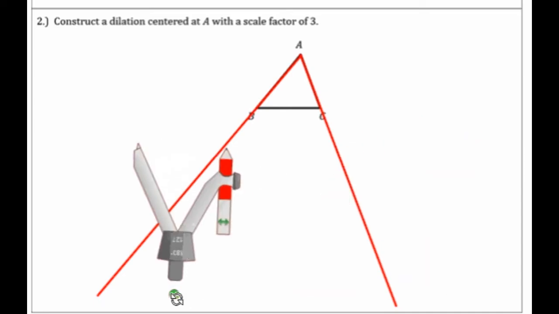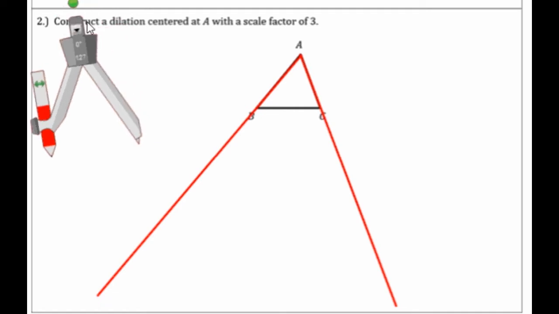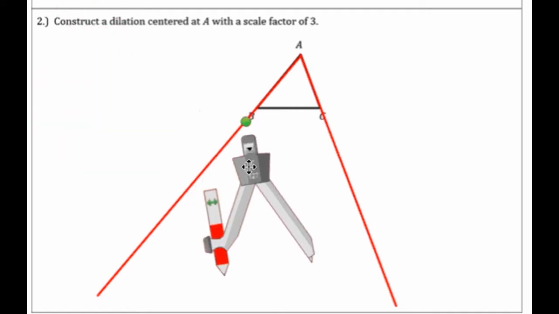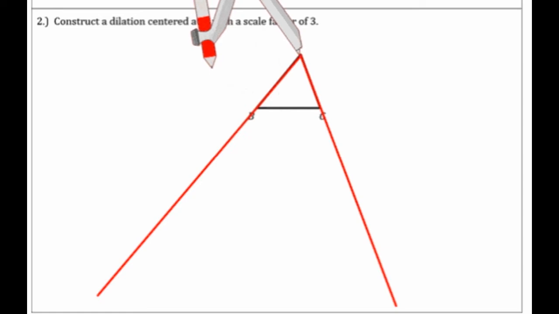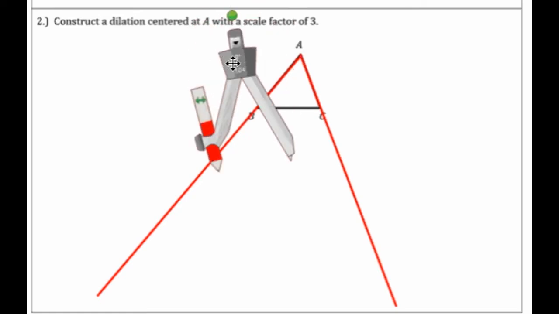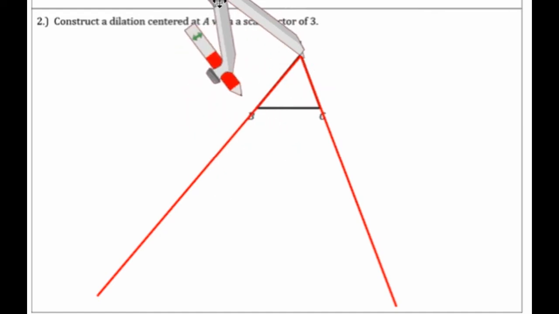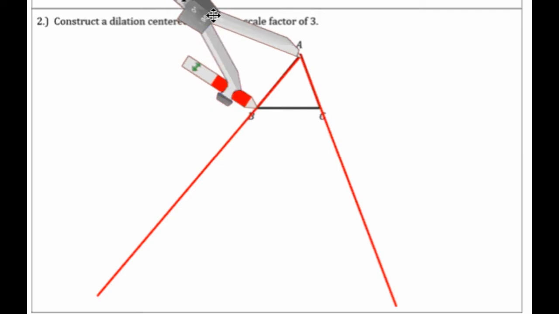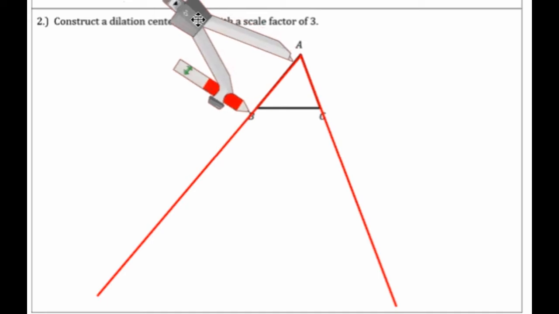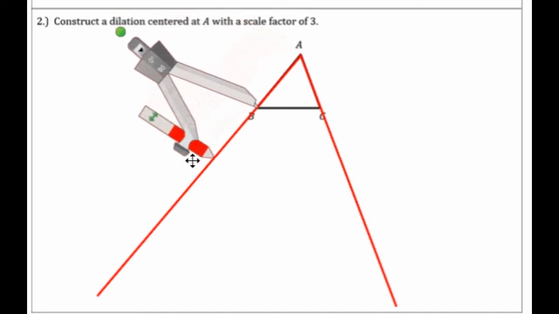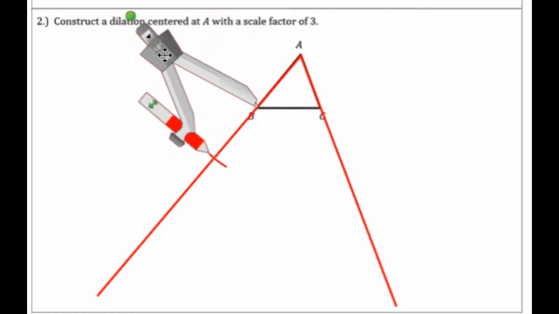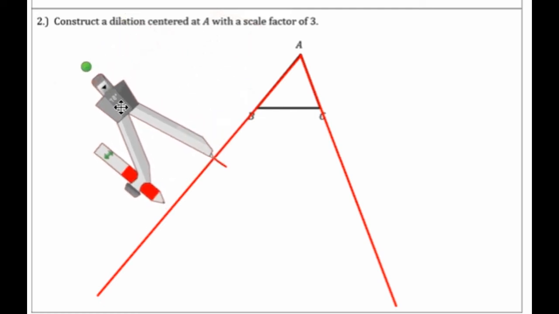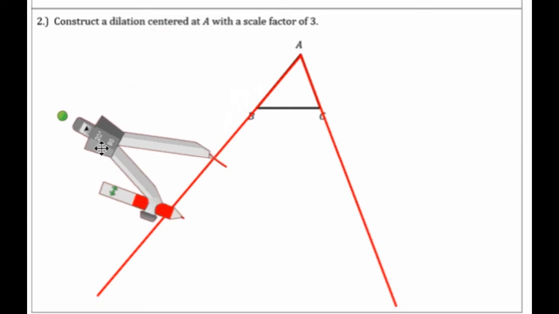Now, next thing what we have to do is let's dilate B first. So we're going to get the distance from A to B. So put the clear piece on A, and then the hole on B. Okay, so right now this is like a scale factor of 1. Nothing happens. So here's 1. Okay, so you're going to move it out, put the clear piece on B. You're going to mark it. That's 2. Move it again, and there's 3.